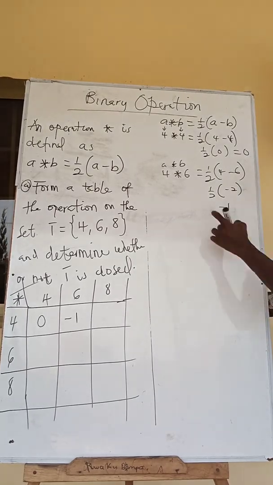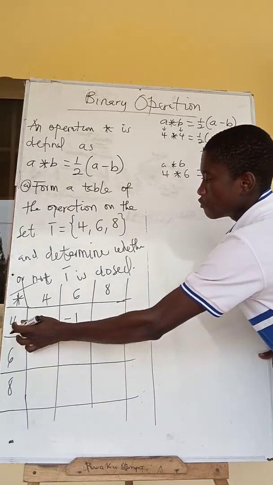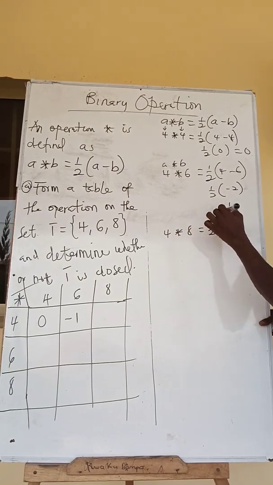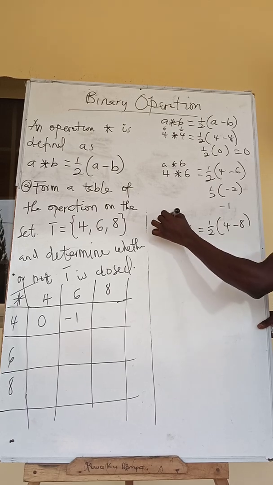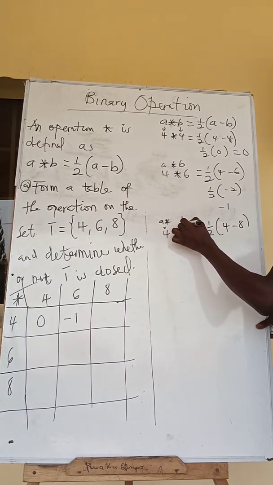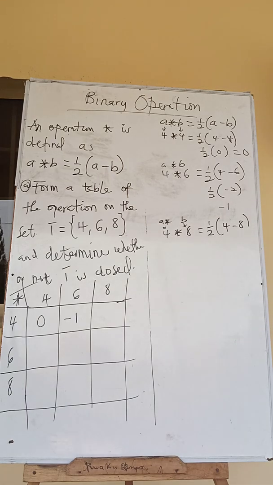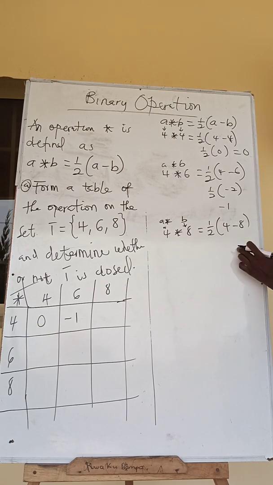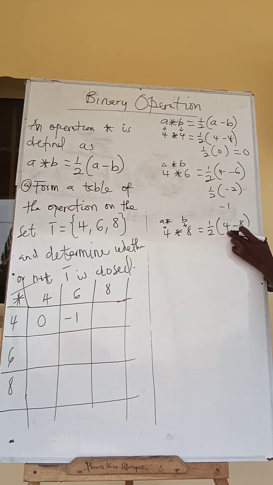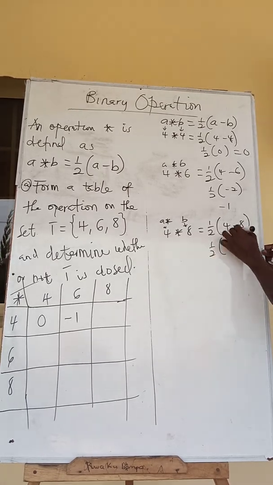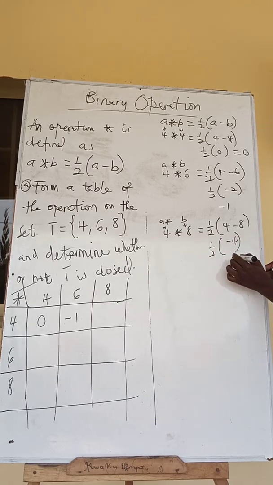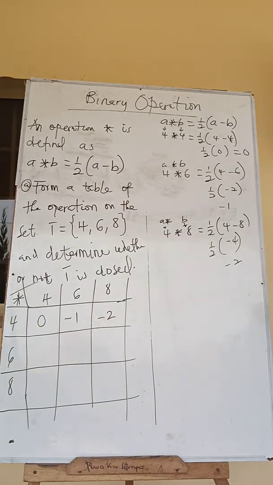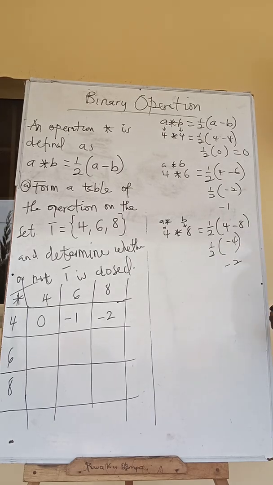Alright, so 4 star 6 is negative 1. And here, 4 star 8. So we are moving on. 4 star 8 is going to be half of 4 minus 8, because if we make it A star B, this is A and this is B. Half of 4 minus 8, because the formula is A minus B. So A is 4 and B is 8. 4 minus 8 is negative 4, and half of negative 4 is negative 2. So 4 star 8 is negative 2.